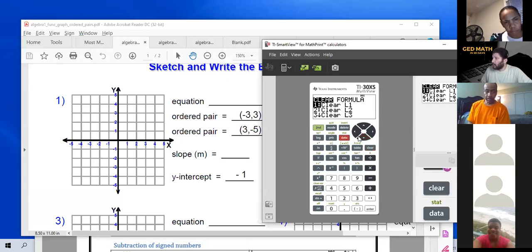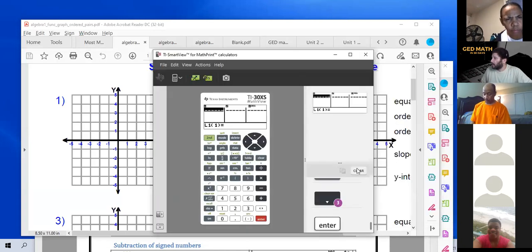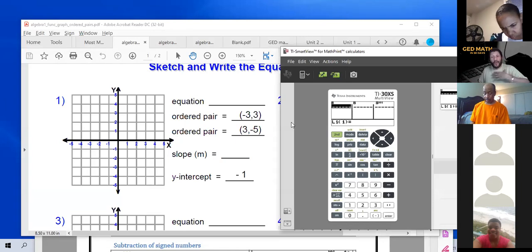I'm gonna clear my data. I'm gonna go to data. I'm gonna clear all. Let me clear this also so we can have it. Watch this. Now, on your GED test, they're only going to have common fractions. So they're not going to have negative 4/3. They're going to have 1/2, 1/3, 1/4, common fractions.